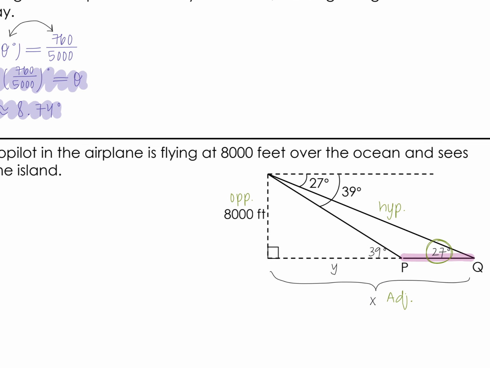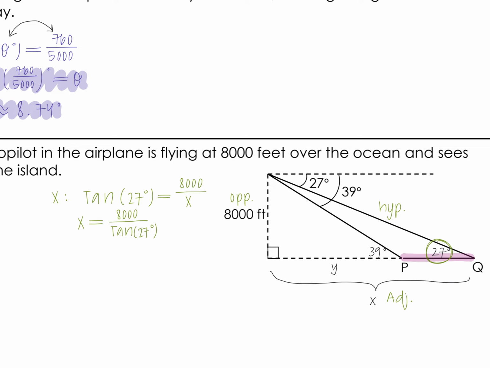With that being said, I am going to be using tangent here. Sorry, I had to think about that. Tangent of theta, so 27 degrees, is equal to my opposite, 8,000, divided by my adjacent X. Once again, my quick way of solving this for my calculator-ready form is just switching my denominator with my trig function. So X is equal to 8,000 divided by tangent of 27 degrees.